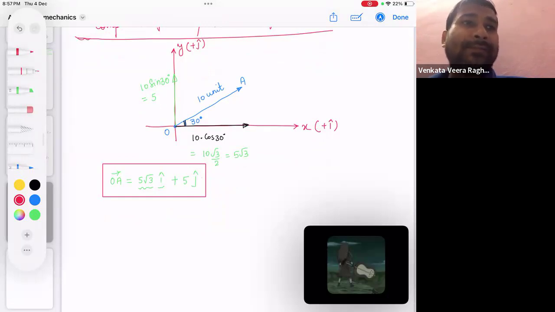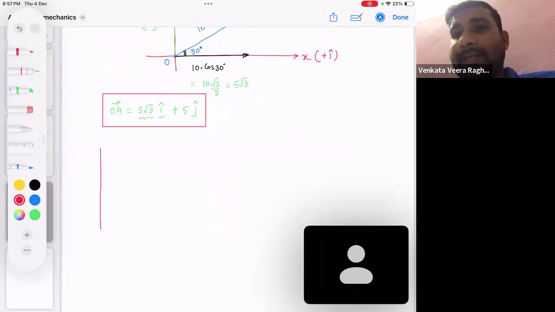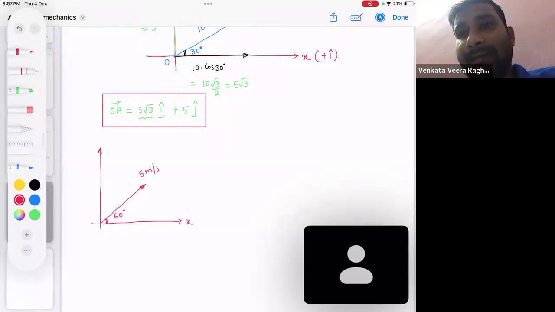Please tell me, is that clear? Yes, sir. Clear, sir. Right. Now you will find some practical situations for how to take components. When we go to projectile motion, this kind of question will come very many times. A particle is projected with 5 meters per second, and the angle of projection is 60 degrees. Can you tell me what the x component will be and what the y component will be?